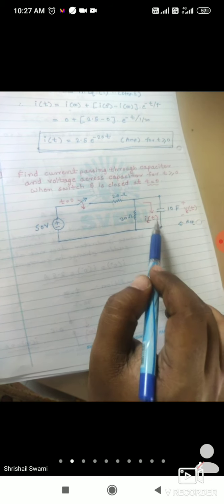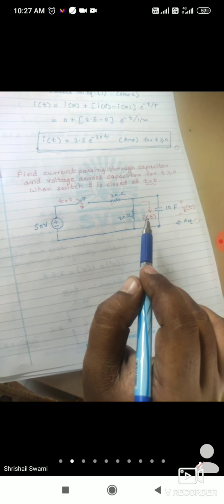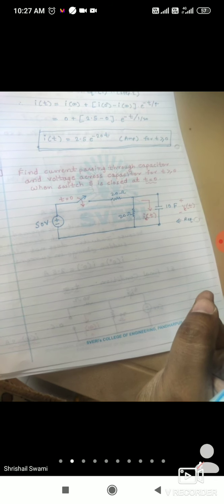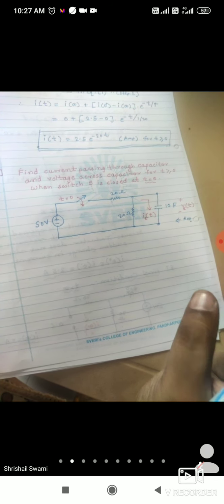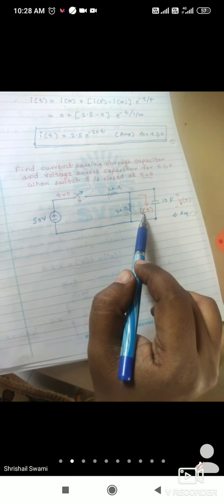In the final condition, how does the capacitor behave, what is its role? According to the table given yesterday, you can find out the final condition also. So I of 0 plus, I of infinite, similarly V of 0 plus and V of infinite. All those things you can find out and put those values in the equation mentioned in step number 2. Then you will get the answer for IC of t and VC of t.